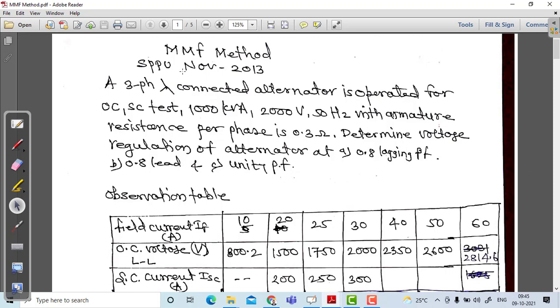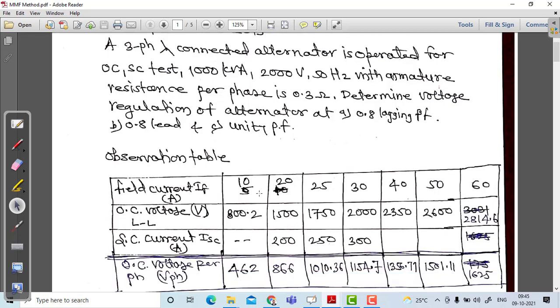This numerical has been asked in the SPPU examination, November 13. I will read the question. A three-phase star-connected alternator is operated for open circuit and short circuit test. The ratings are 1000 kVA, 2000 volt, 50 Hz, with armature resistance per phase 0.3 ohm. Determine the voltage regulation of the alternator at 0.8 lagging power factor, 0.8 leading power factor and unity power factor.